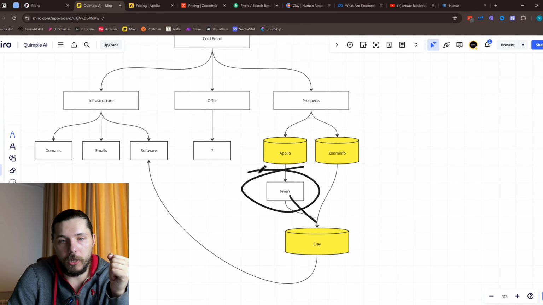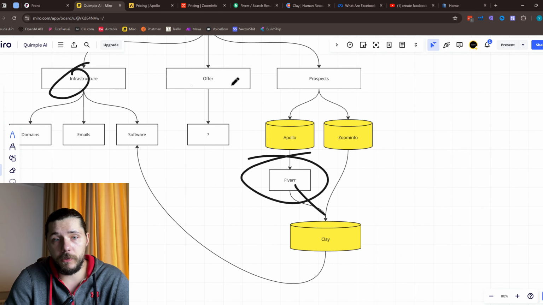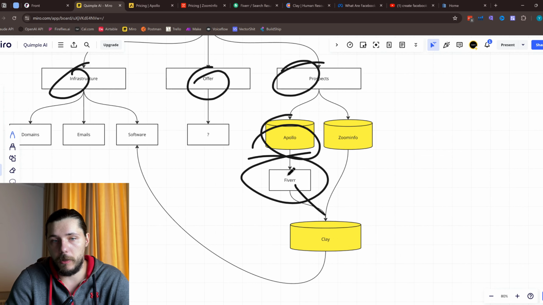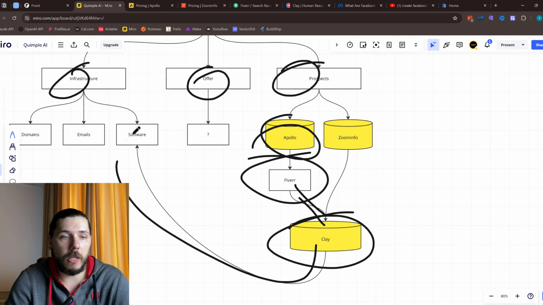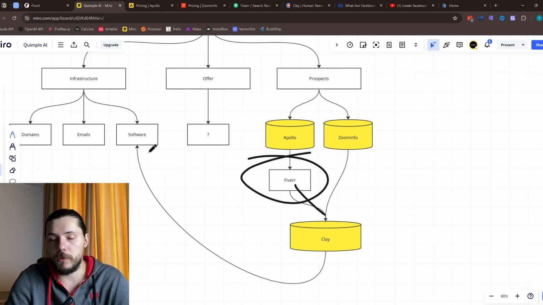Anyways, so this is just the basic cold email setup. We have the infrastructure, we have the offer, we have the prospects. Let's say we got the prospects from Apollo, we went to Fiverr, we personalized it through Clay, we connected it to the software. Now we run the outreach.